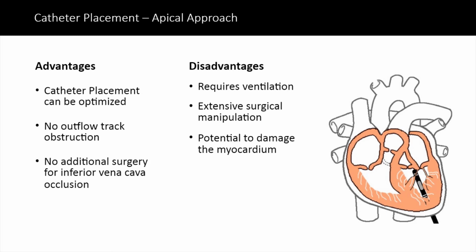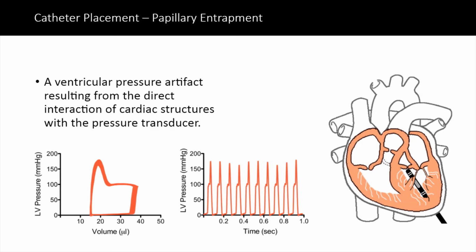So next, I'm going to talk about one of the common artifacts that we see, especially in the mouse, and this is because the mouse has a really small heart, and there's a lot of stuff in there. When you insert your catheter, and I've shown the apical approach here on the right, what can sometimes happen is you'll have a band, it could be a papillary muscle or a chordae tendineae or something, that really just stretches right across the pressure transducer on your catheter.